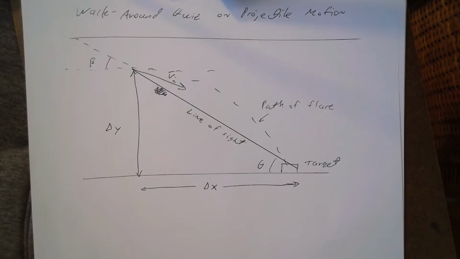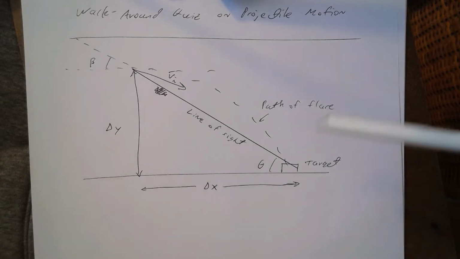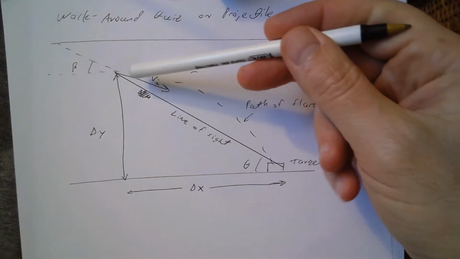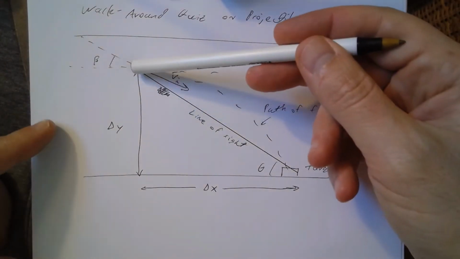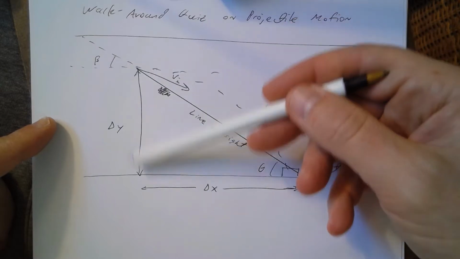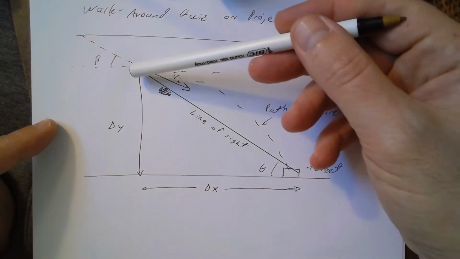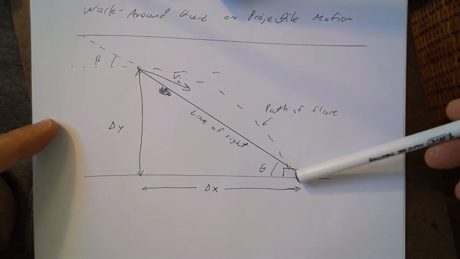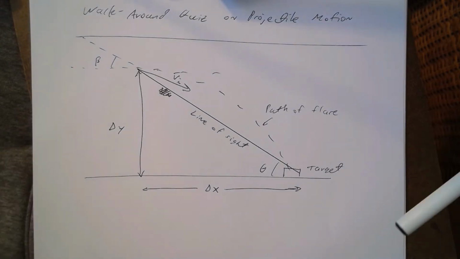So we're going to talk about the solution to the walk-around quiz on projectile motion. This is the diagram that we're given. There is a flare that's going to be dropped from a moving airplane that's a certain height above the ground. And that flare is going to travel along this parabola to reach a target on the ground.